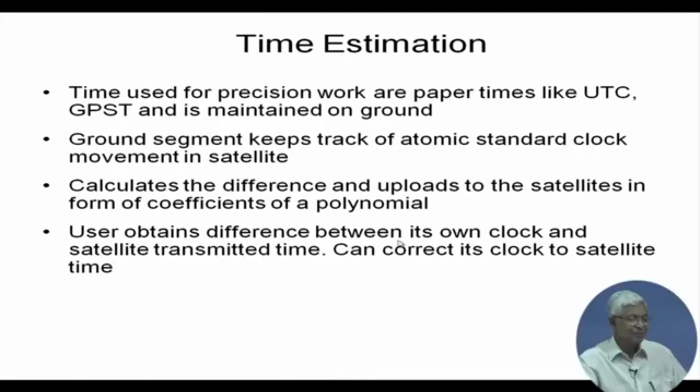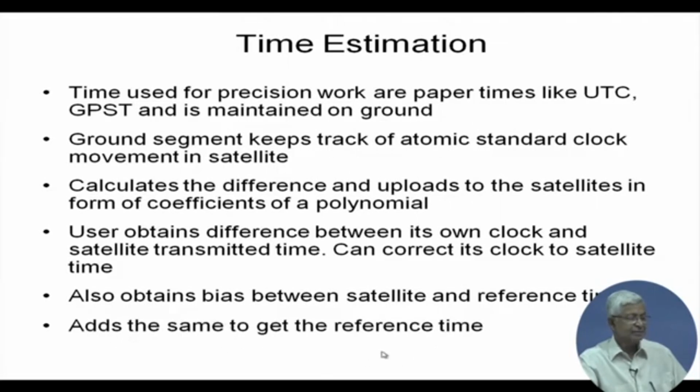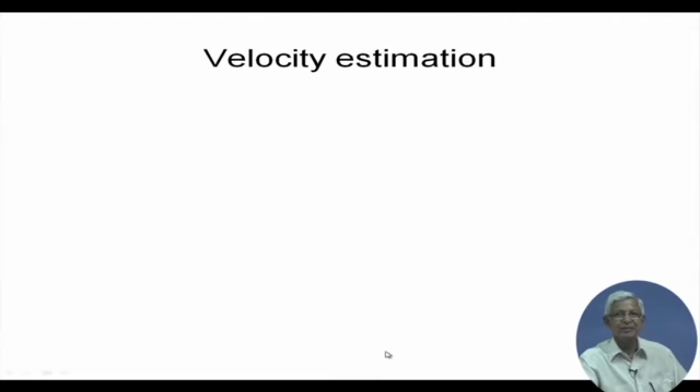User obtains the difference between its own clock and the satellite transmitted time and can correct the clock to the satellite time, and also it obtains the bias between satellite and the reference time, which was modeled and uploaded, and adds the same to get the reference time. That is how user gets the time.